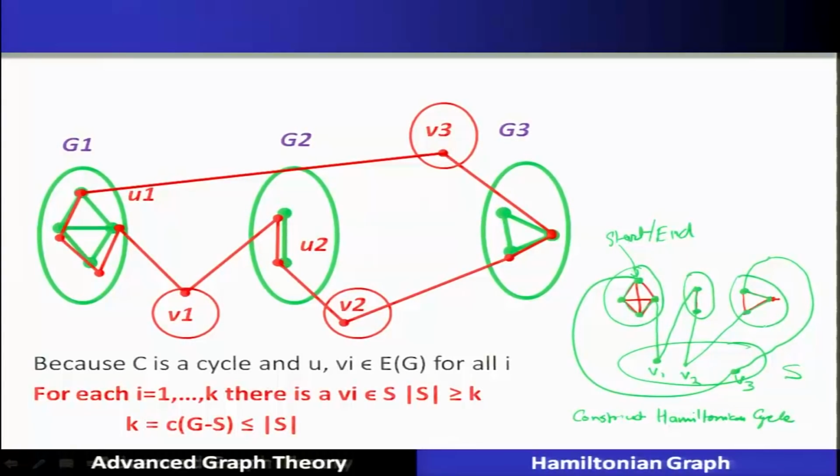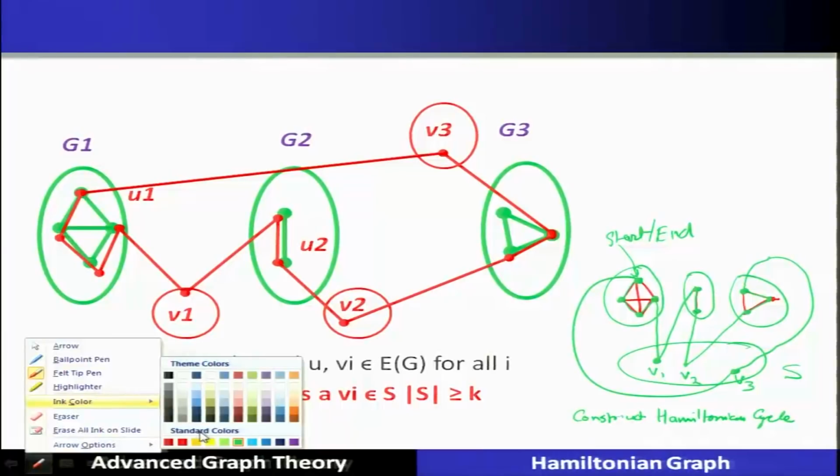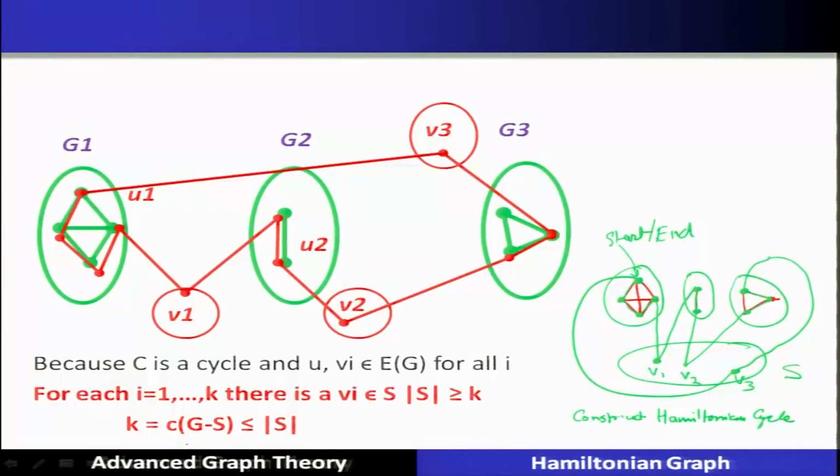Now, to show that it satisfies the necessary condition: here the size of S is 1, 2, 3, and the number of components is also 1, 2, 3. So both are equal, hence in this particular graph we see that the necessary condition holds.